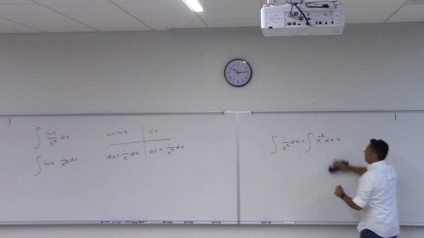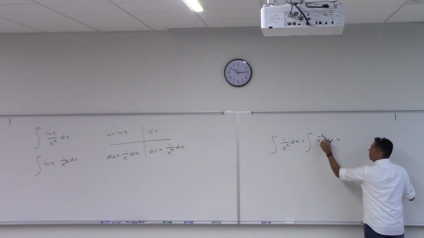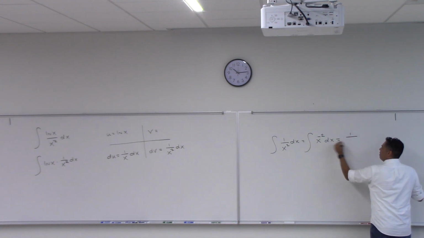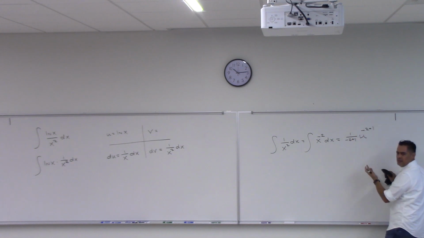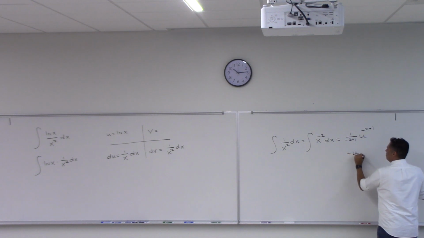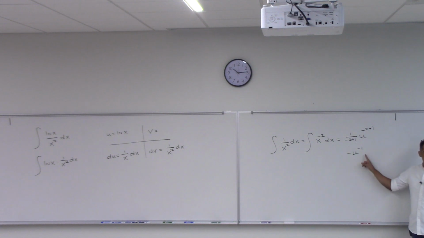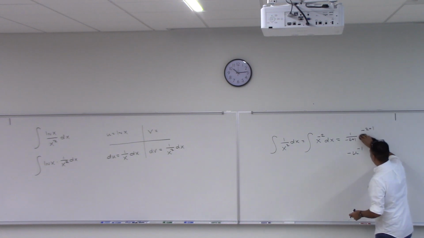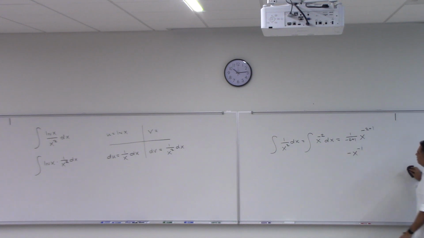When we first started talking about antiderivatives, this was one of the first, most basic ones, right? You have x to a power, so we do 1 over that power plus 1, x to that power plus 1. So this would be negative x to the negative 1. That's the antiderivative. Why did I put u? I'm not sure why I put a u there. Sorry, that's x. My mistake.